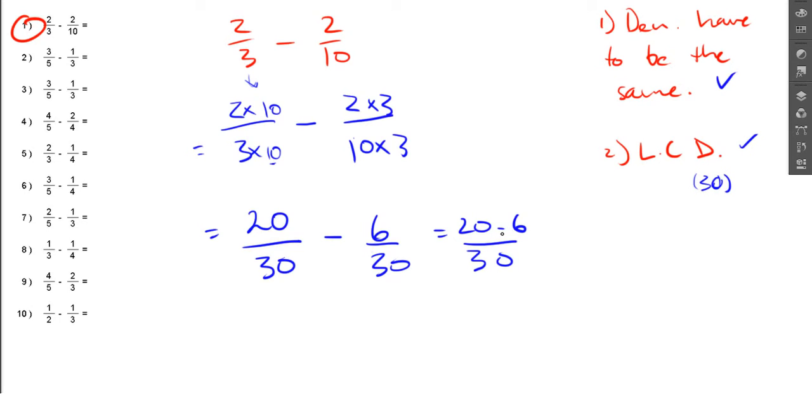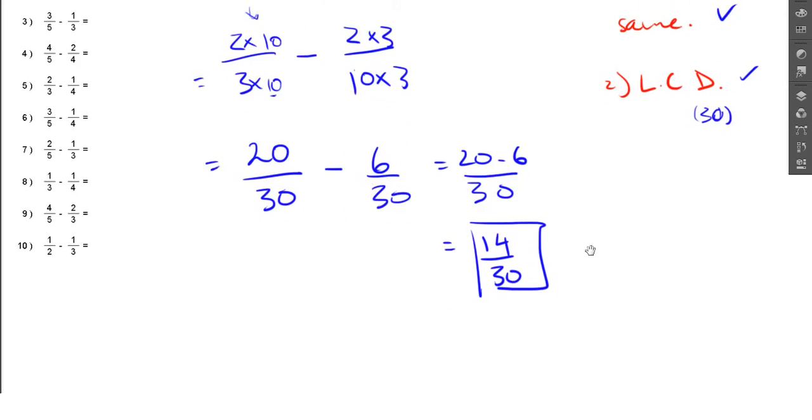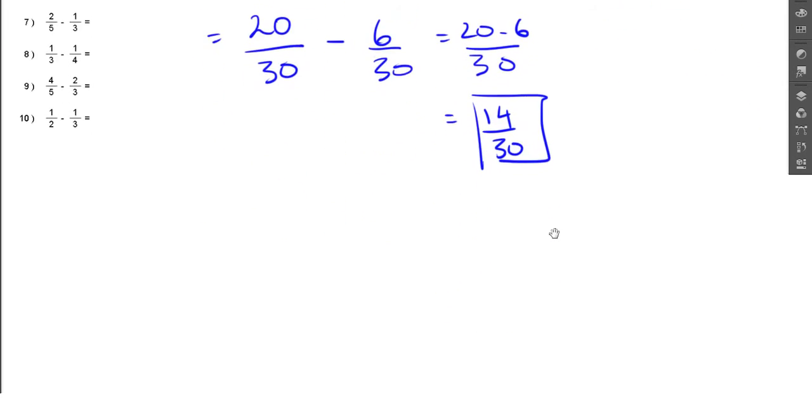So 20 subtract 6, okay? So 20 subtract 6, not 6 subtract 20. 20 subtract 6. And that gets us 14 over 30. Okay? And then you can simplify that further. Okay, 14 over 30. Make sure you get to at least this point here.